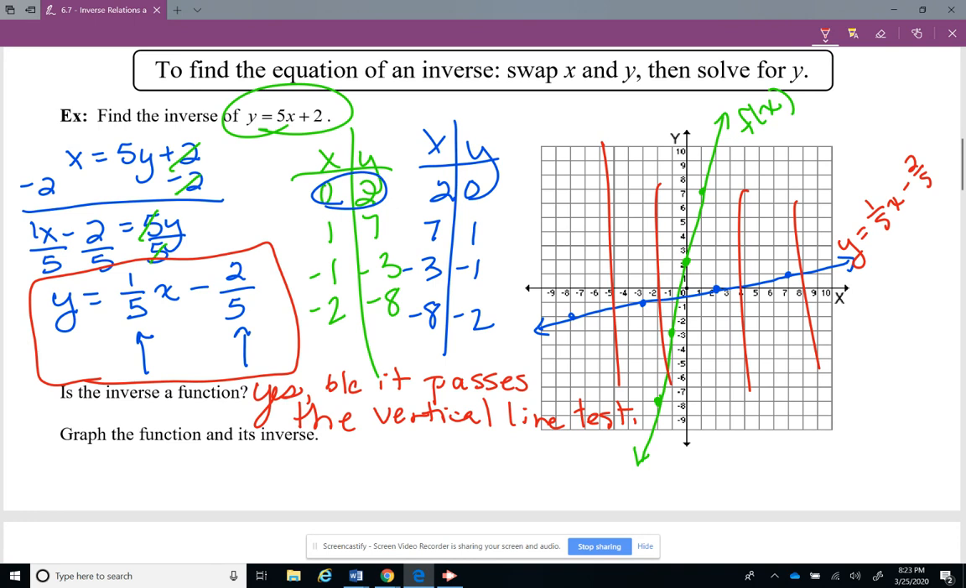We could say for every x value, there's only one y value. There's lots of ways we could do it. So we've graphed the function and we graphed the inverse, and the inverse actually was a function as well. Now, when both of them are functions, it's called a one-to-one function. That means they're both functions, this one and that one.